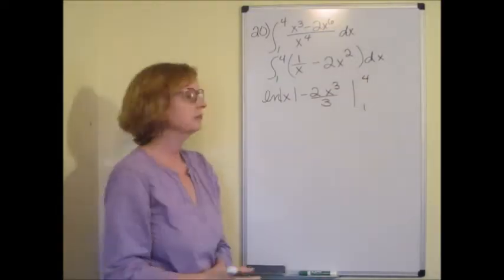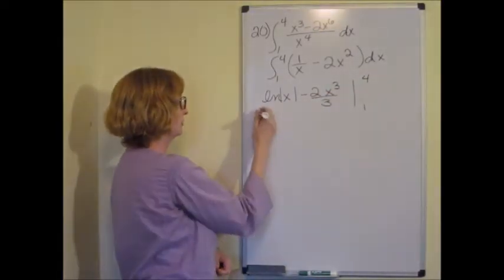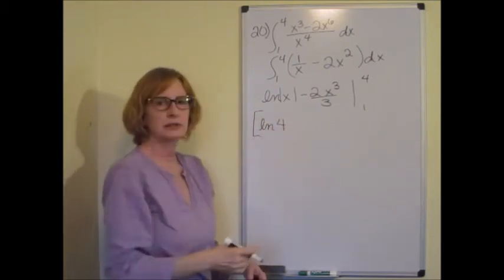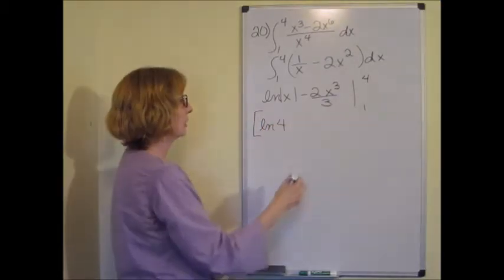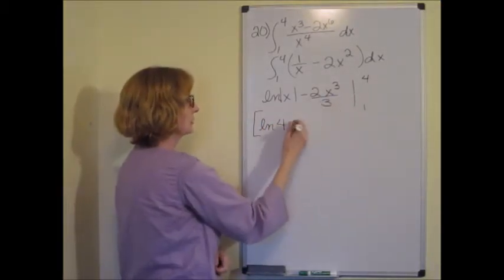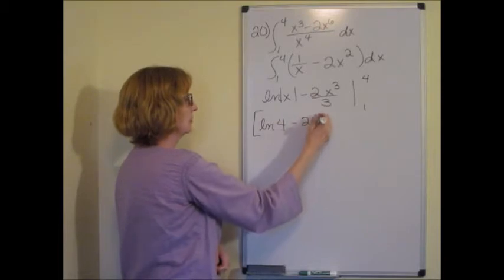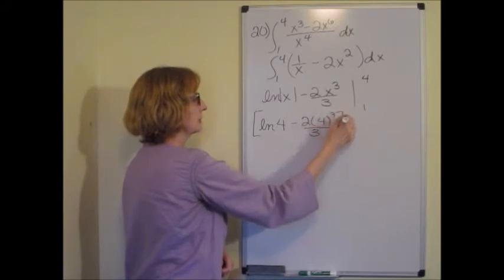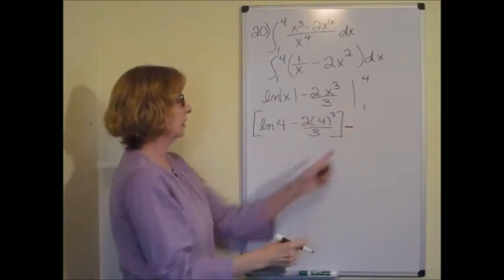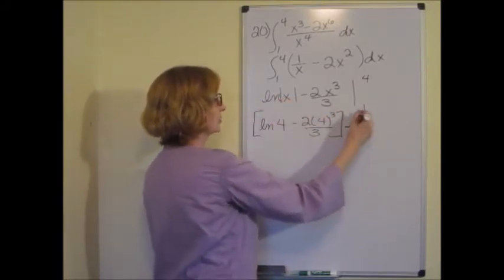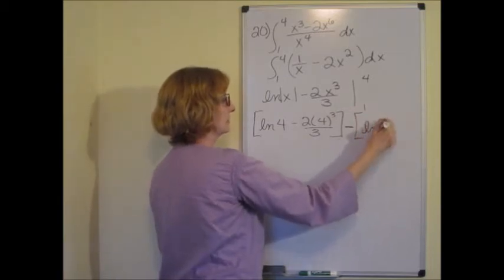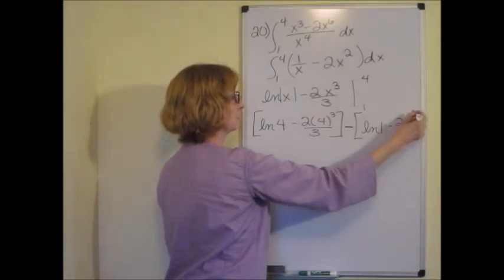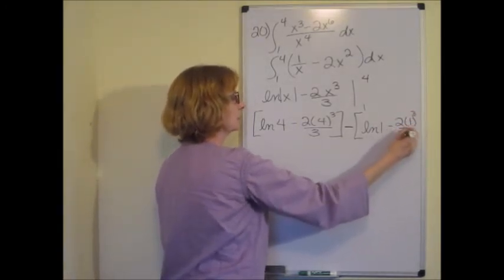So let's plug in. First off, I'll plug in a 4. So I'll have the natural log of 4. Since 4 is positive, I don't need to write the absolute value anymore. And then plug 4 in here, which is going to be minus 2 times 4 cubed over 3, and then minus, and then I'll plug in my 1. That's going to be the natural log of 1 minus 2 times 1 cubed over 3.